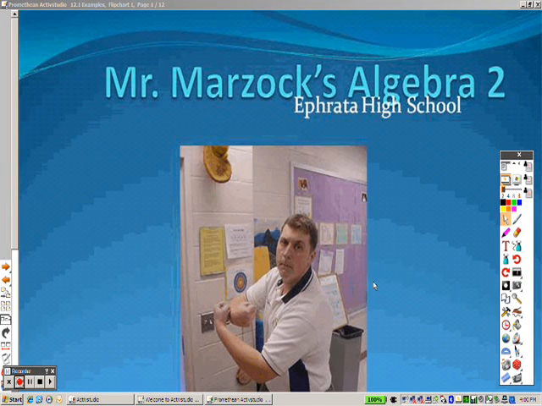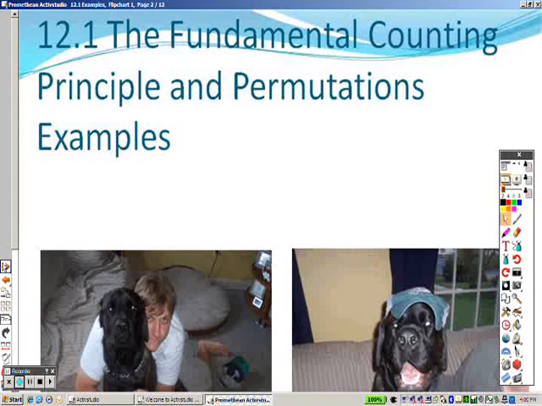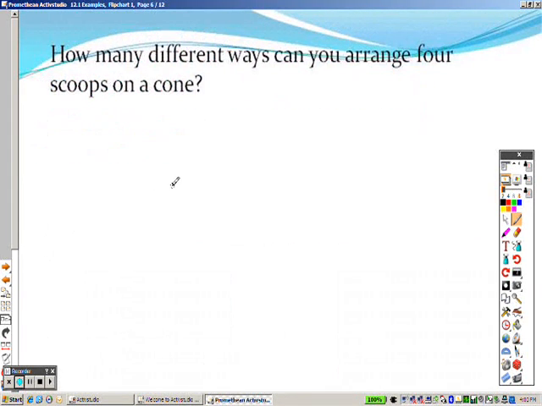Okay, we are on 12.1. We are talking about the fundamental counting principle and permutations. So we're going to do some examples. How many different ways can you arrange 4 scoops of ice cream?